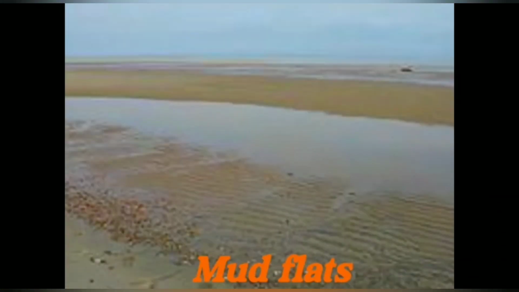Mudflats. Mudflats refer to land near a water body that is regularly flooded by tides and usually barren. Also known as tidal flats, mudflats are formed upon the deposition of mud by tides or rivers. These coastal landforms usually occur in sheltered areas of the coast like coves, lagoons, etc.